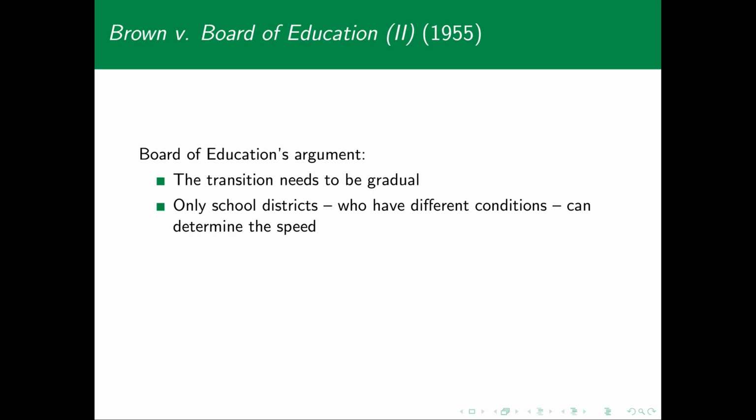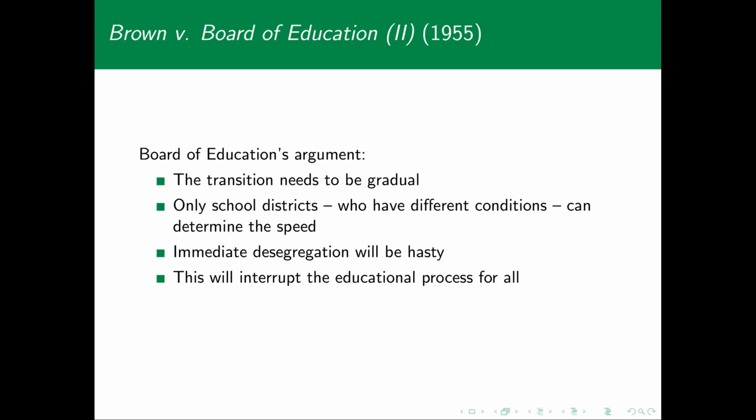Immediate desegregation would be too hasty. It would be problematic, and it would interrupt the educational process. So in trying to make sure that everyone has equal access to education, it would be halting the quality of everybody's education. They agree that trial courts should handle this process, but they think it should be gradual. So what does the Supreme Court think?